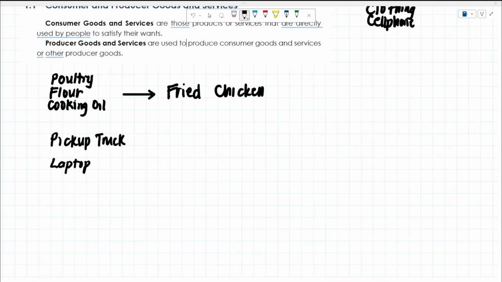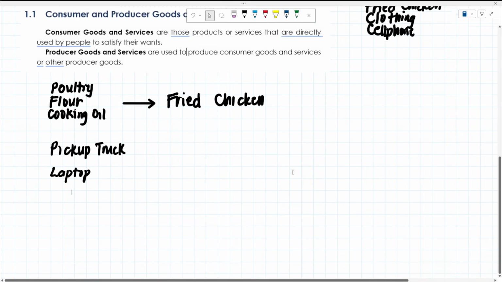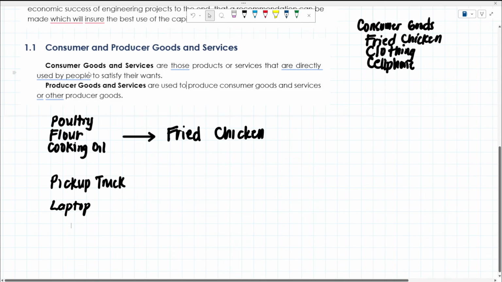Paano naman siya magiging producer good? Magiging producer good siya kung ginamit natin yung laptop na ito para makapag-produce ng another product. Let's say, nag-edit tayo ng floor plan, di ba? So nagiging instrumento siya para makagawa tayo ng iba pang goods or iba pang services. So, yun ang halimbawa natin kung paano nag-iiba yung definition ng isang produkto depende sa konteksto, depende kung paano siya gamitin.